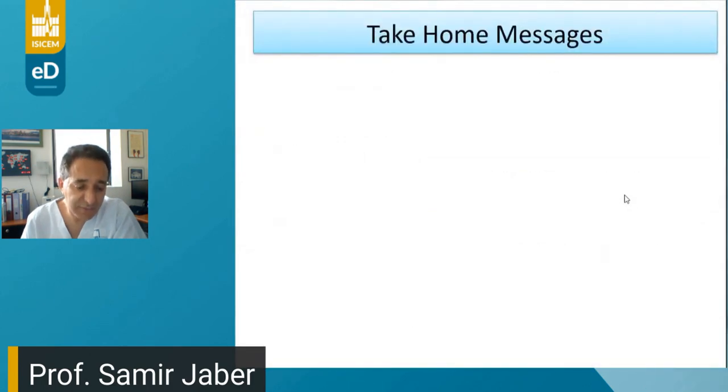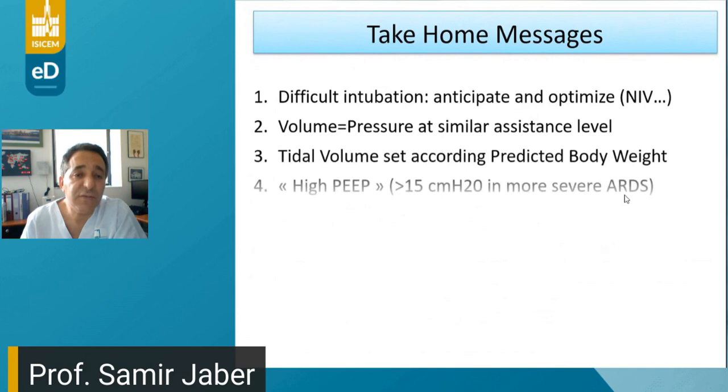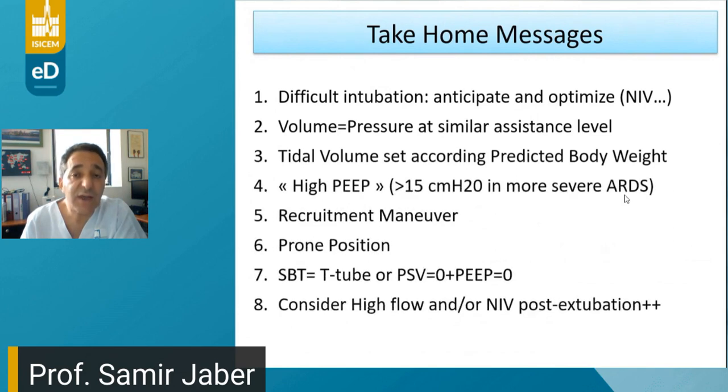So the take-home message is difficult intubation is absolutely a major point, and it should be anticipated and optimized for oxygenation using NIV or Optiflow NIV, which is a combination of high flow oxygen with non-invasive ventilation. For the ventilation mode, we have no superiority of one in comparison to others. So it is recommended to use a volume control mode for its safety.